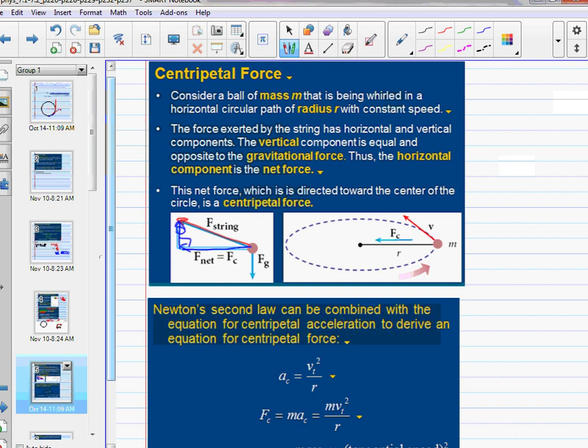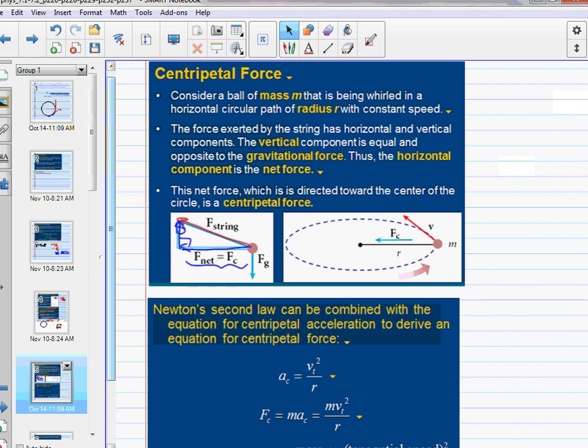This part is working against gravity. That keeps it from falling down. And this part down here is going to be the force that causes it to go in a circle. It will also be the net force because gravity will just cancel out this vertical one. And so the only thing left over will be this. So that's what they're saying when they say we have a horizontal component and we have a vertical component. Vertical is counteracting gravity. Question?